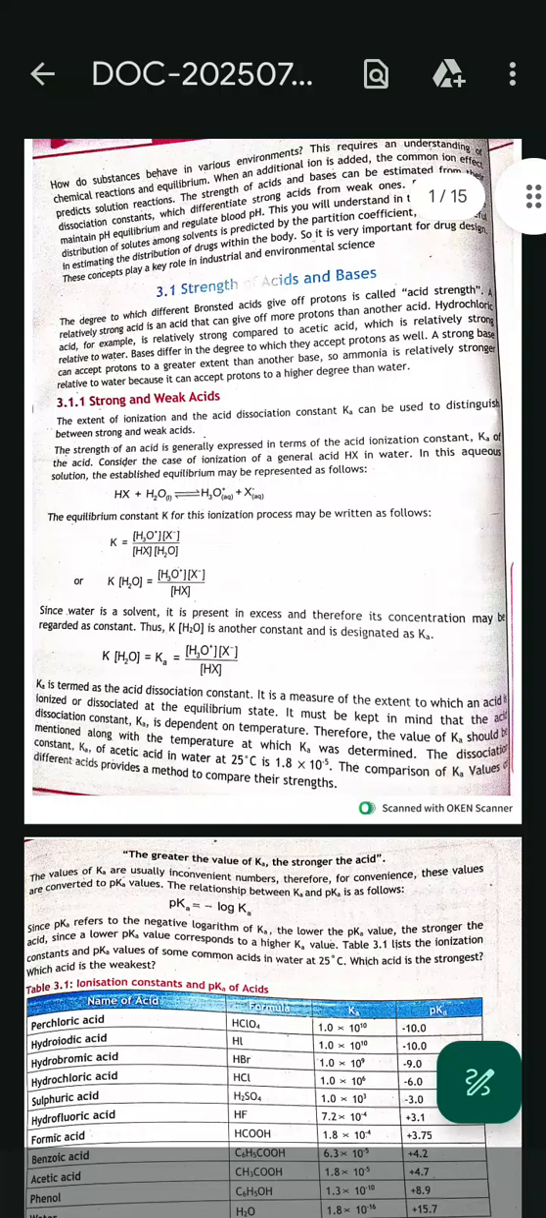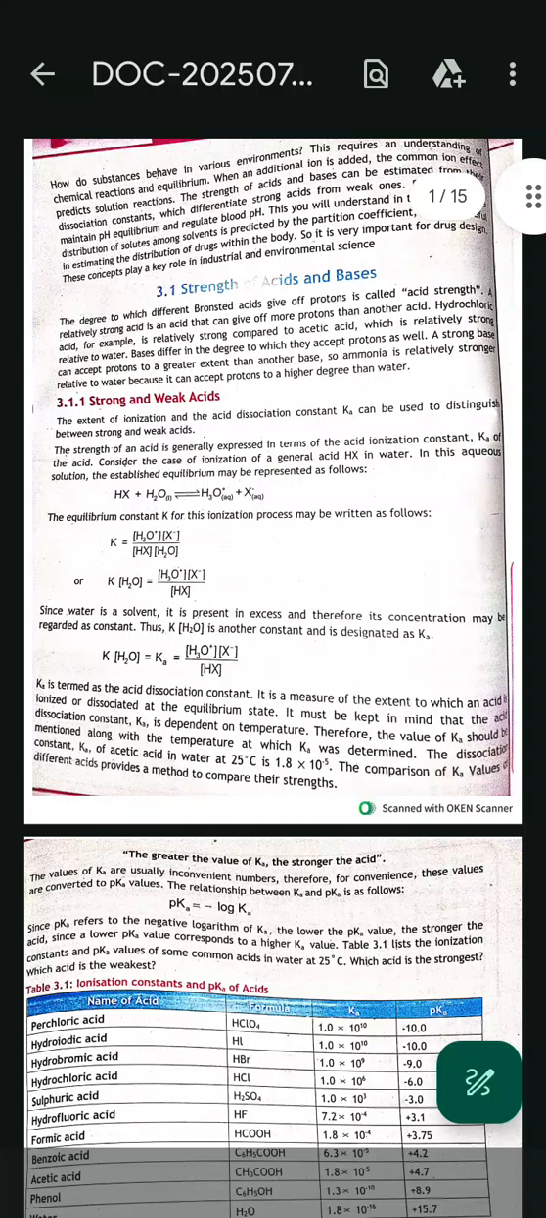Today we are going to start our new chapter, that is chemical equilibrium. How do substances behave in various environments? This requires an understanding of chemical reactions and equilibrium. When an additional ion is added, the common ion effect predicts solution reactions. The strength of acids and bases can be estimated from their dissociation constant, which differentiates strong acids from weaker ones. Buffer solutions maintain pH at equilibrium and regulate blood pH.